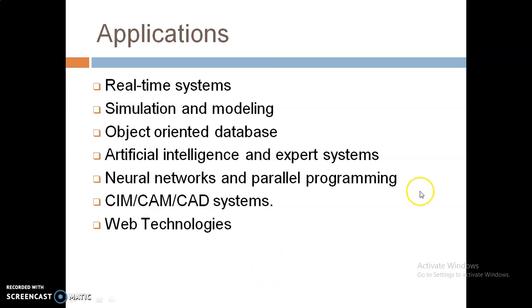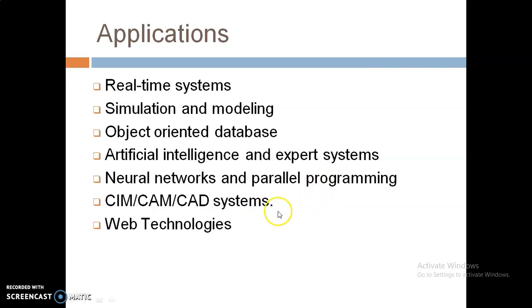Then the next one is neural networks and parallel programming. What is a neural network? It is a collection of interconnected neurons that compute and generate impulses. Components of a neural network include neurons, synapses, and activation functions. Neural networks modeled by mathematical or computer models are referred to as artificial neural networks. And what is parallel programming? Parallel programming is to use different systems to run a large program in parallel.